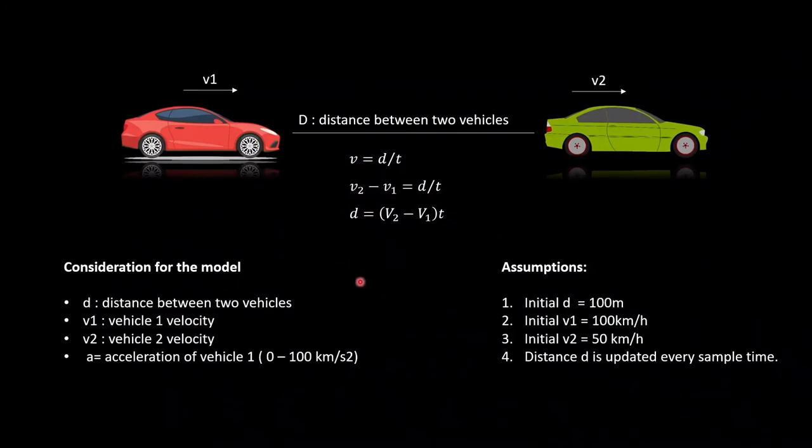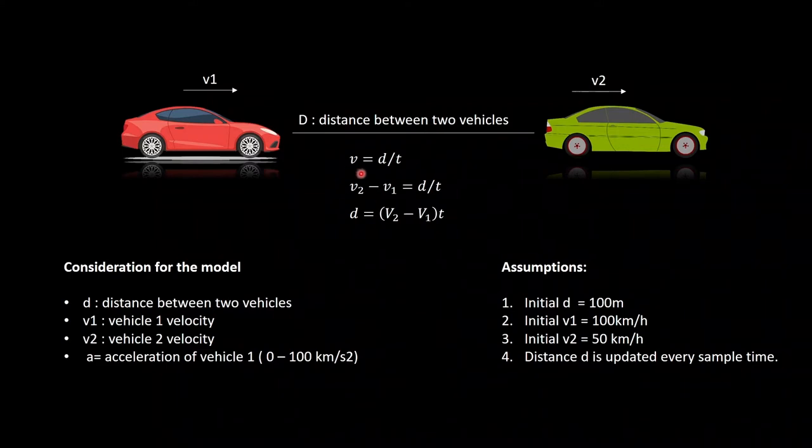So when we go through the plant model, we need to do the analysis and build the right plant model, how it should behave and how it should act. It should act more like a real scenario or system behavior. Suppose V1 is the speed of vehicle 1, and the speed of vehicle 2 is V2. And suppose D is the distance between these two vehicles while they are moving.